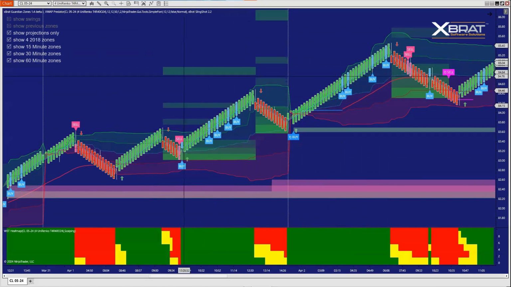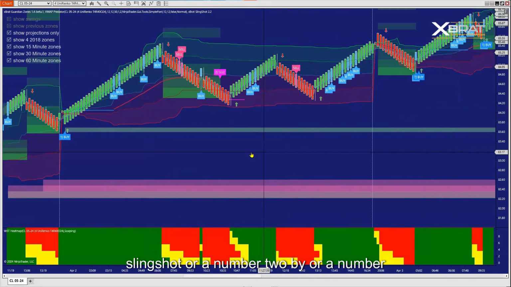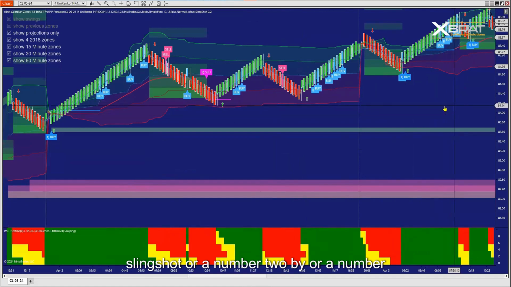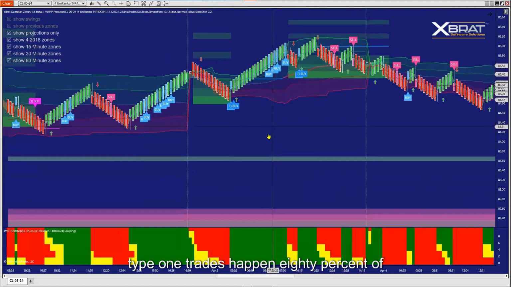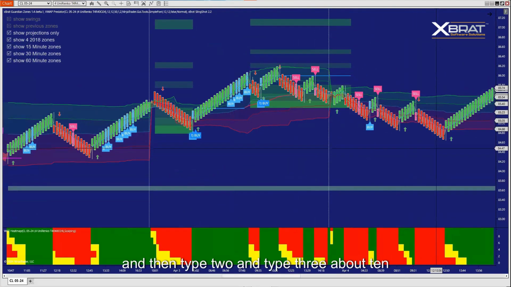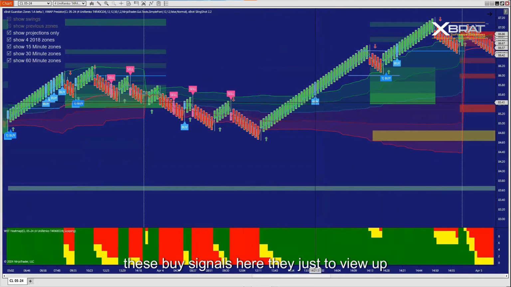Okay. Yes, Trevor. So type 3 sell here is a slingshot. The buy and sell signals on the VWAP are just purely text, where we get a number 1 buy, that is a slingshot, or a number 2 buy, or a number 2 sell. So we have 3 types of signals with the slingshot: type 1, type 2, type 3. Type 3 is a trend failure. Type 1 trades happen 80% of the time, and then type 2 and type 3 about 10% each. And then when we just see these buy signals here, these are just the VWAP.